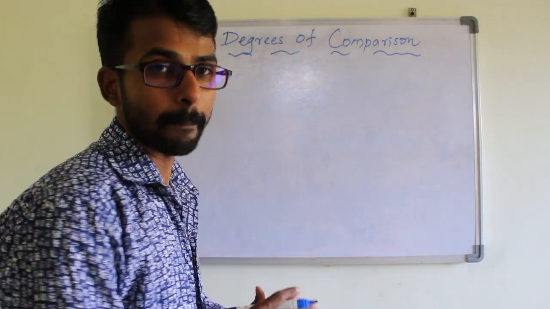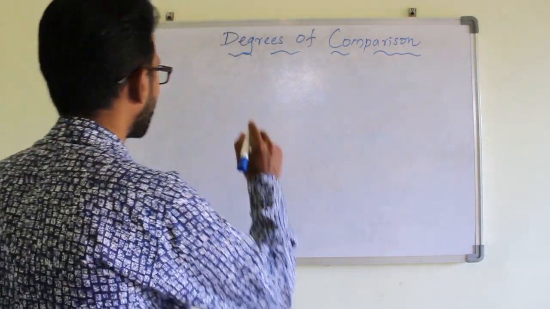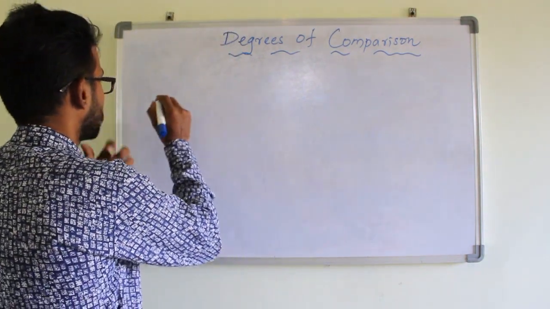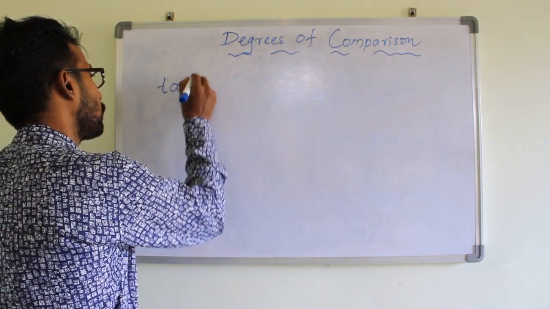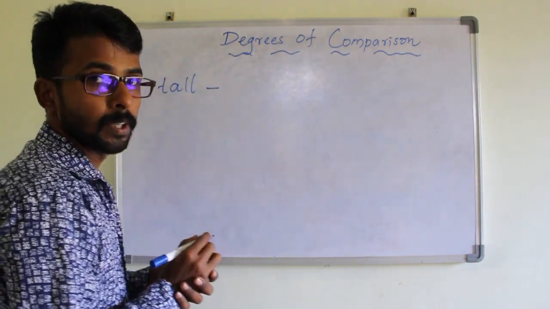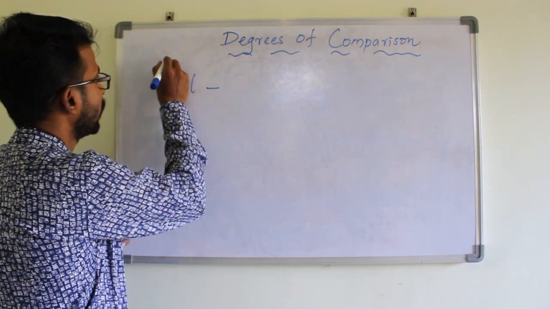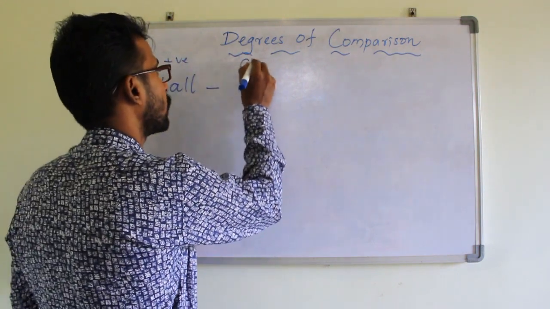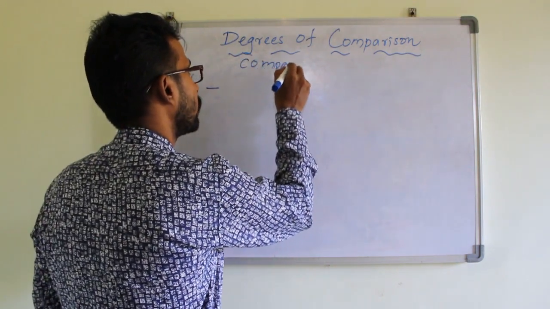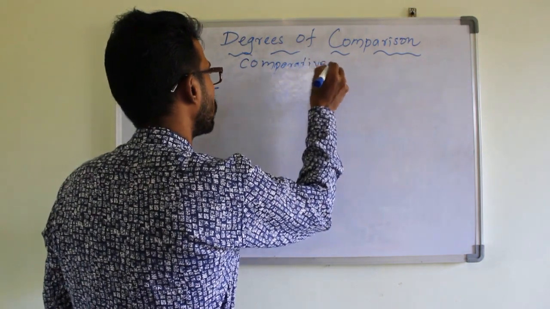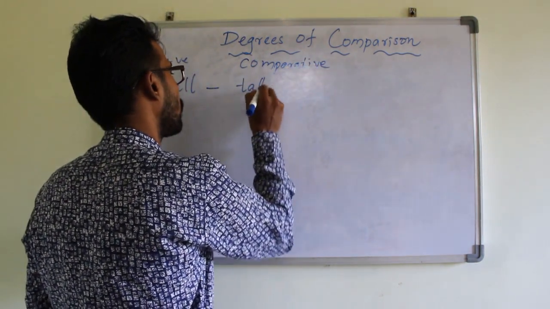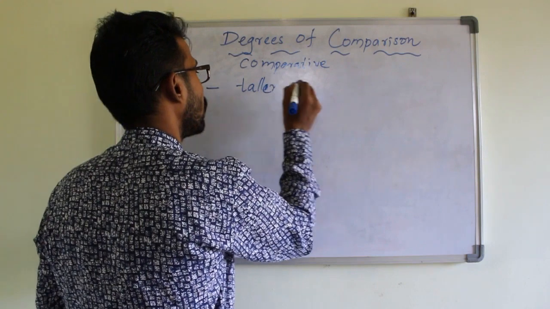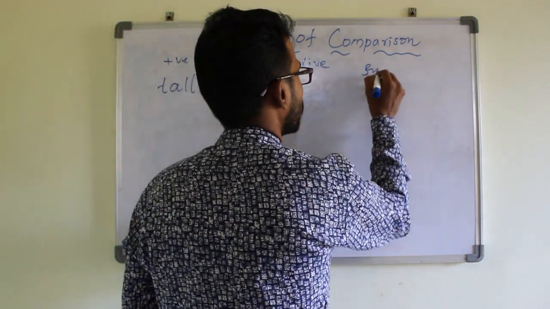This is degrees of comparison. So an adjective has three degrees of comparison. Suppose we take an example of the adjective tall, right? So this is the positive degree, and the second one is the comparative form, that is taller, and third is superlative.